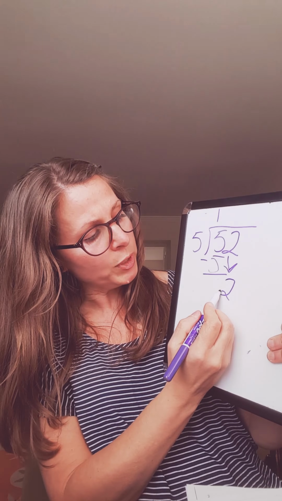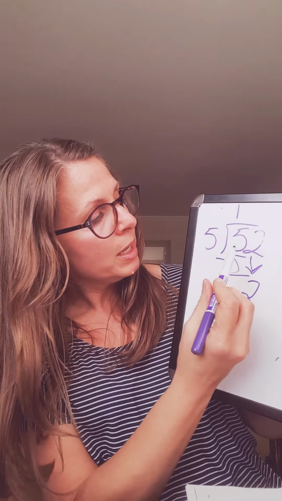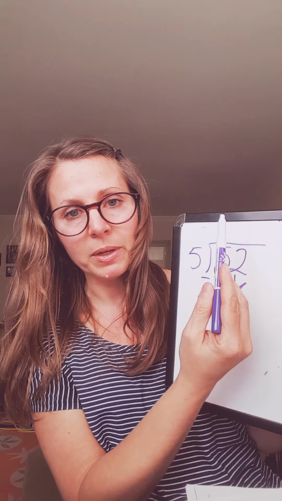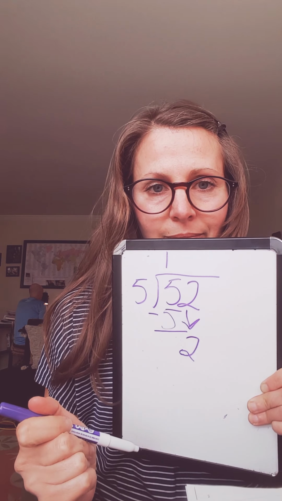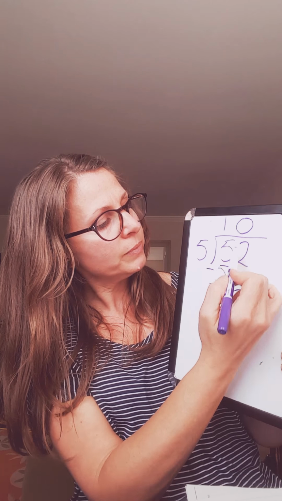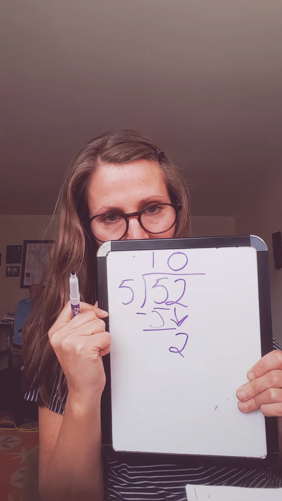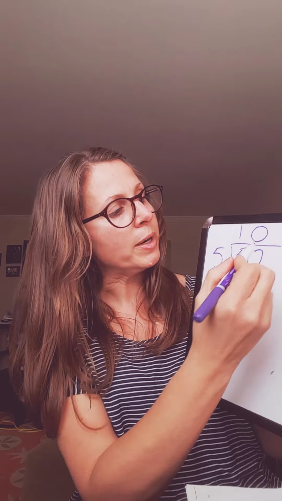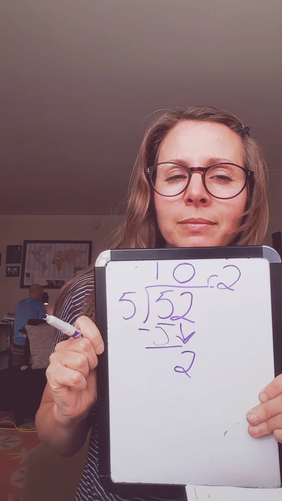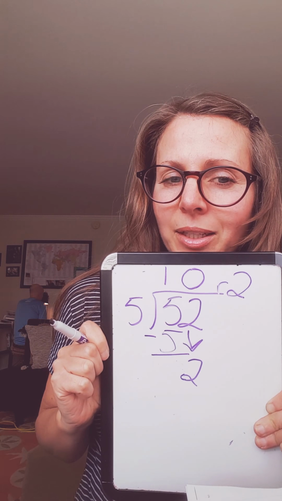Okay, so this one's a little tricky. That's why I wanted to do it with you. So what are we going to put here? 5 couldn't go into 2. So what do you think we put up there? We put a 0. And then our remainder is brought up. Does that make sense to you?